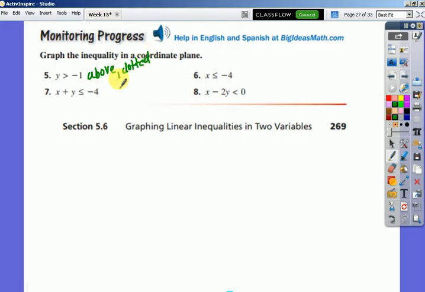What about number 6? Is that to the left or to the right? Left. Is it solid or dotted? Solid.